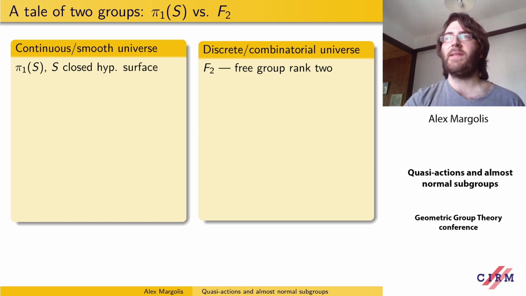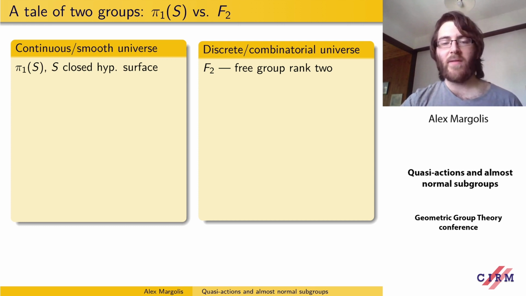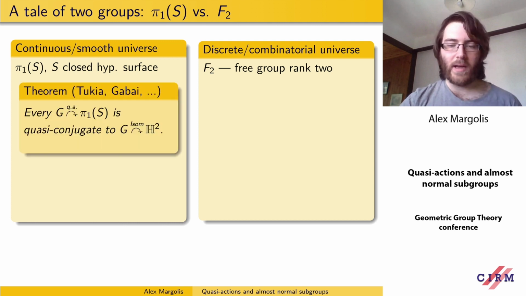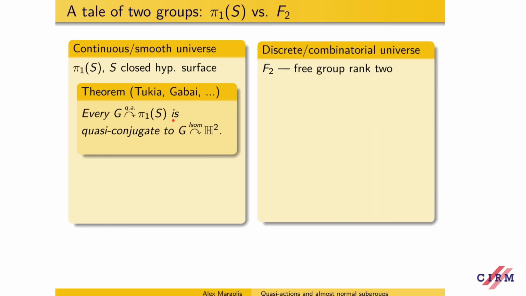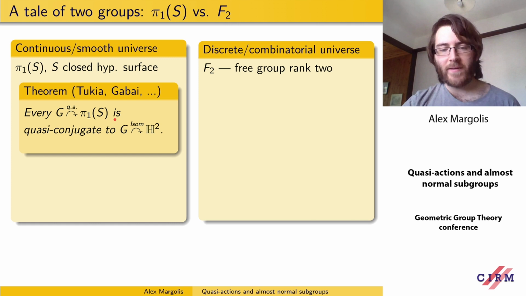And of course, both groups are discrete, so in some sense they're both finitely generated groups, they both belong in the discrete world, but from the point of view of coarse geometry, π1 of S should be on the left side because of the following theorem. This is due to Tukia, Gabai, Casson, Jungreis, and later refined by Markovic, and it says that every quasi-action on the fundamental group of a closed hyperbolic surface can be quasi-conjugated to a genuine isometric action on the hyperbolic plane.